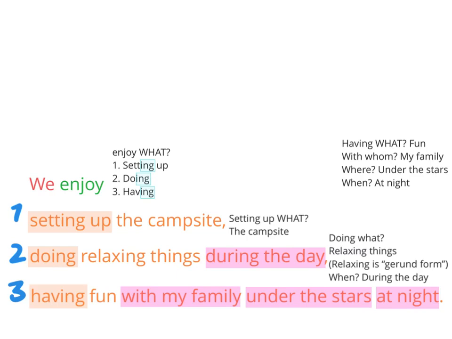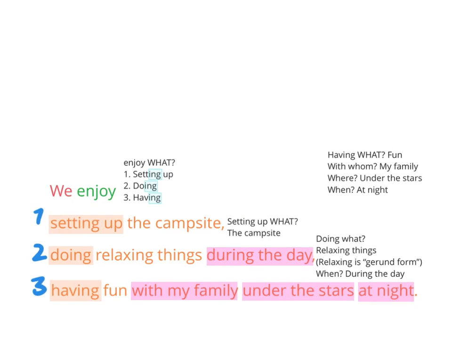Her sentence says, "We enjoy setting up the campsite, doing relaxing things during the day, and having fun with my family under the stars at night." In this sentence, we can see that we only have one subject, which is we. We only have one verb, which is enjoy. That means this is something that we like to do.